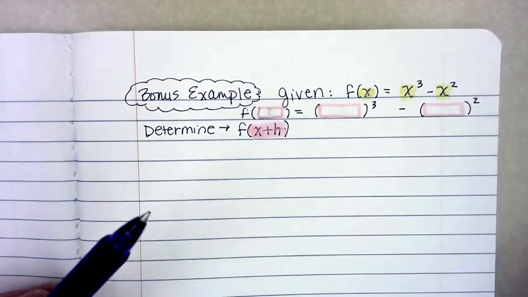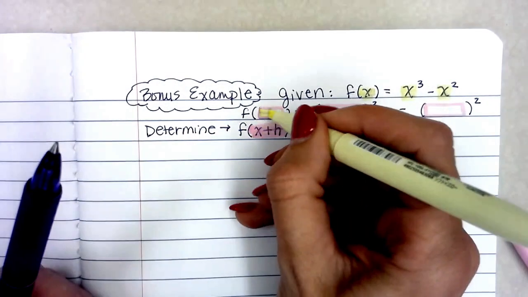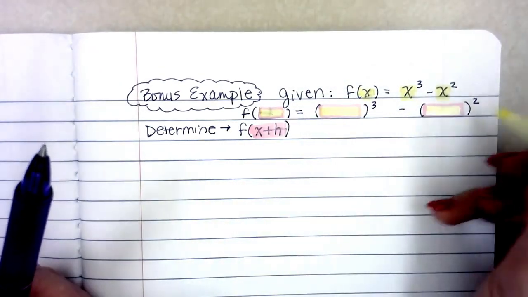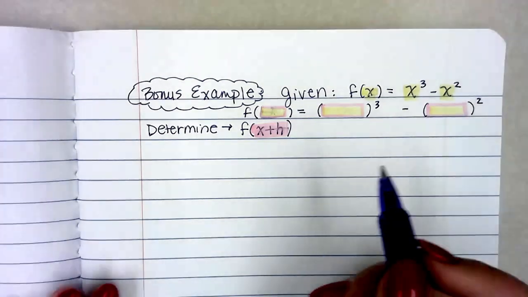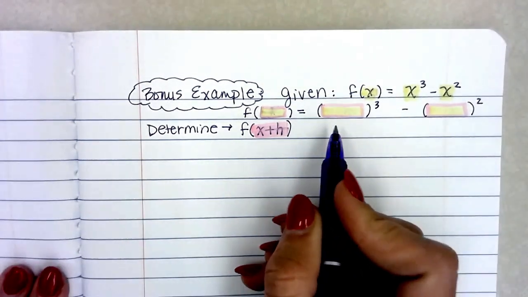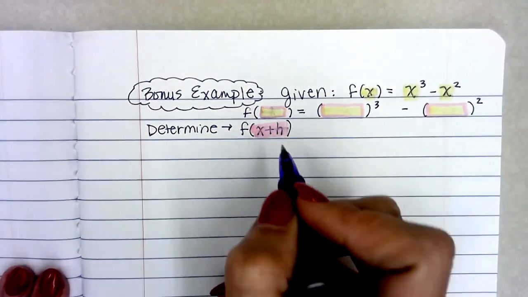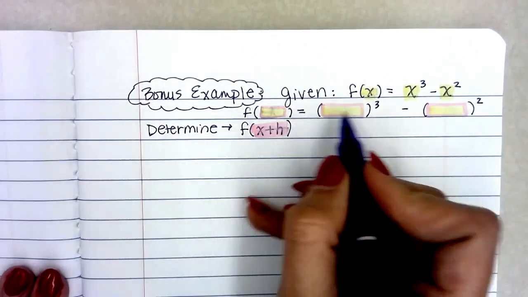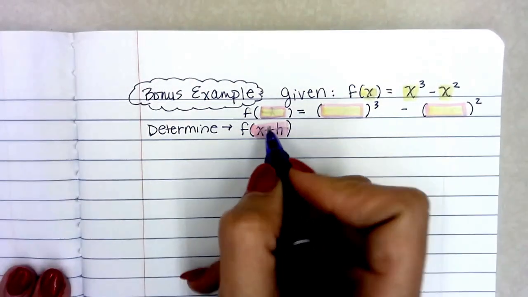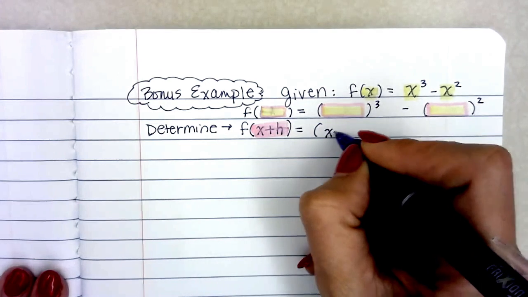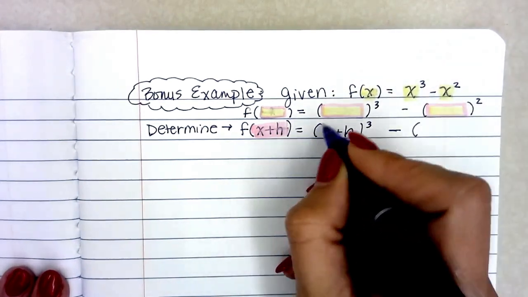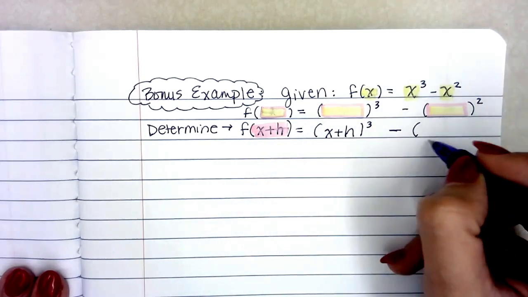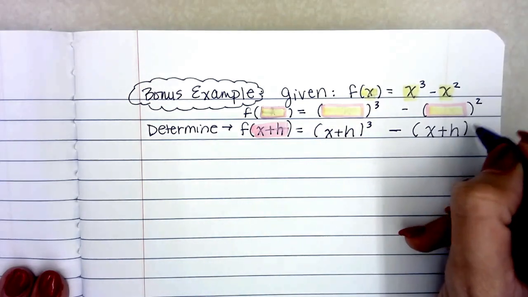It's going to go everywhere x was. Now, sometimes you might be able to leave it just subbed in and not even expanded or tinkered with at all. Sometimes you will have multiple choice questions where you can just leave things as they are. But in this case, I'm going to go pretty far into simplifying this situation. So everywhere I have this blank spot that was yellow that I'm swapping out for pink, I will write x plus h to the third power, or cubed, minus the quantity of x plus h squared.